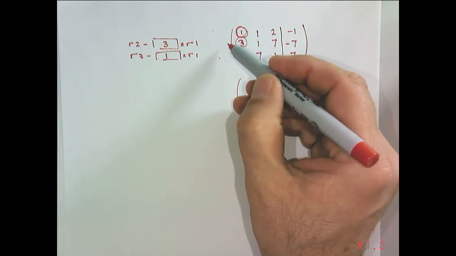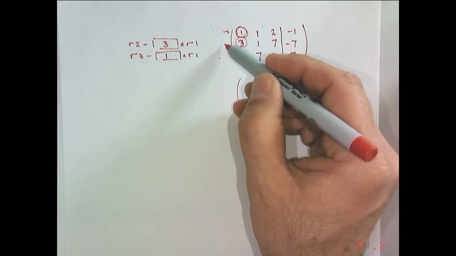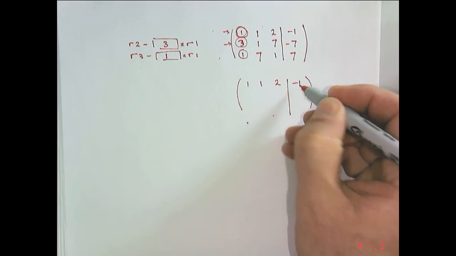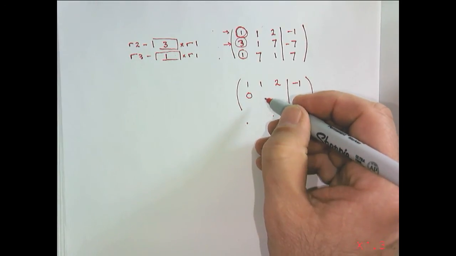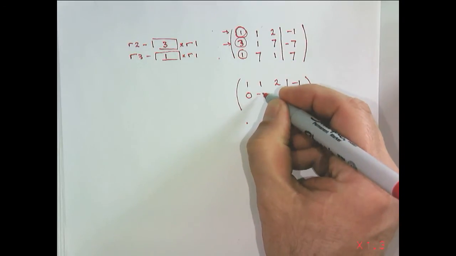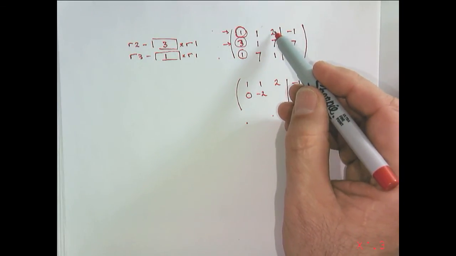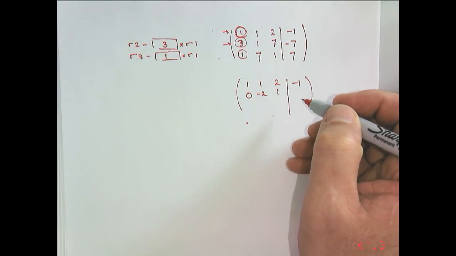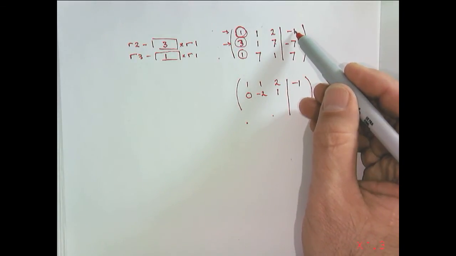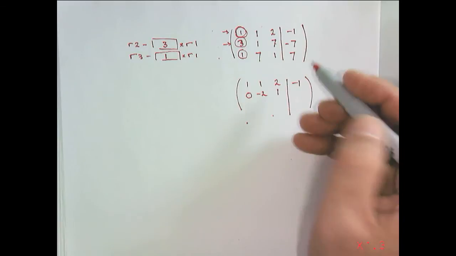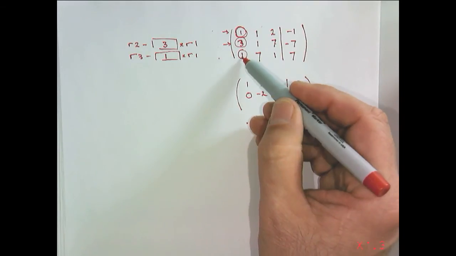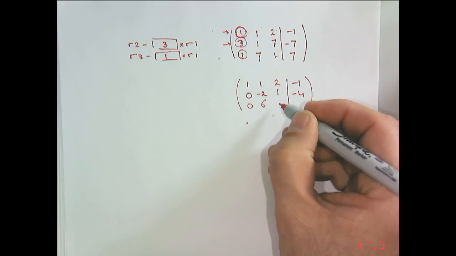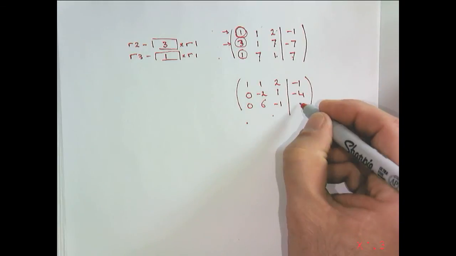Now, what is then the next step? If we take 3 times the first row and subtract it off the second row, then we get our first row right back. But the second row now gets a 0 right there. Minus 3 plus 1 is minus 2. Minus 6 plus 7 is 1. And minus 3 times minus 1 is positive 3. Minus 7 is minus 4. And then this minus that is 0. This minus that is 6. This minus that is minus 1. This minus that is 8.